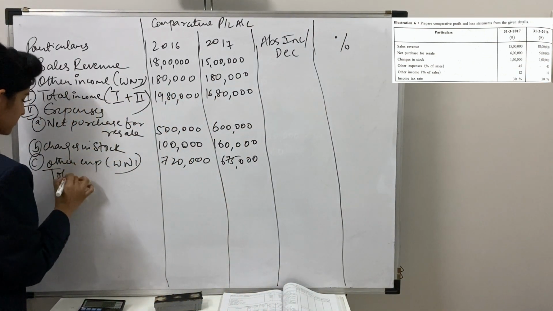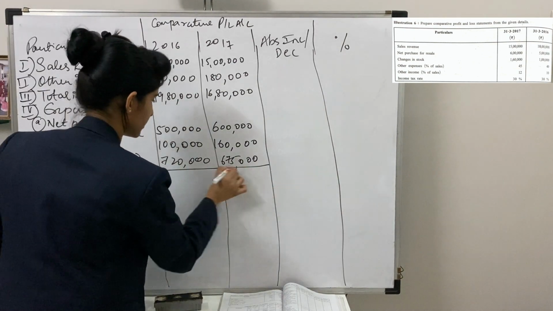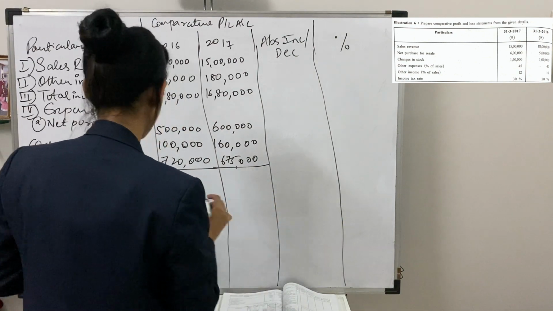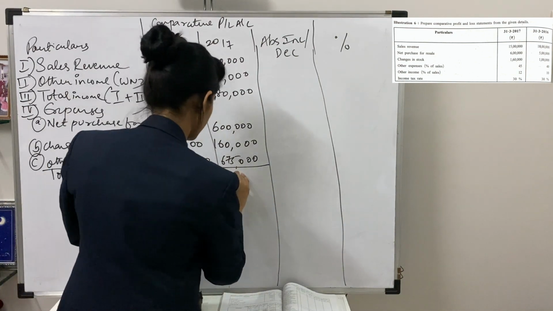Now your total expenses will be 30,20,000 and 14,35,000.